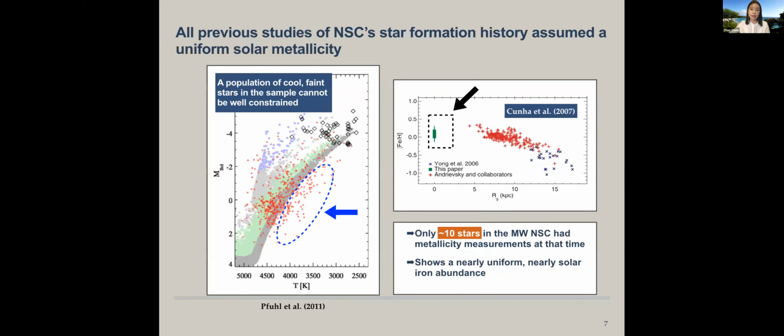And all previous studies on star formation history analysis have so far assumed a uniform solar metallicity due to limited measurements back then, just only a few stars. And in the latest star formation history study on the left plot, which also assumed solar metallicity, you can see a population of cool faint stars in their sample could never be well constrained by any star formation events.